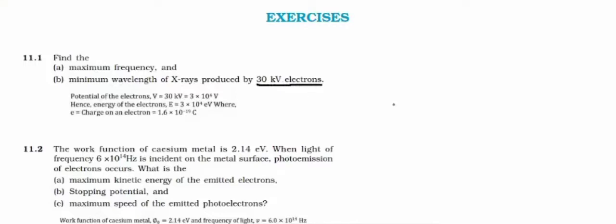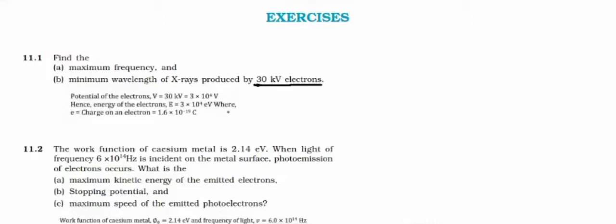electrons. So here energy is 30 kilovolt. Now that is 3 into 10 power 4 volt. Now if the electrons are having energy 30 kilo electron volt, then actually that is a voltage. Kilovolt means it is voltage. Corresponding energy will be 3 into 10 power 4 electron volt.